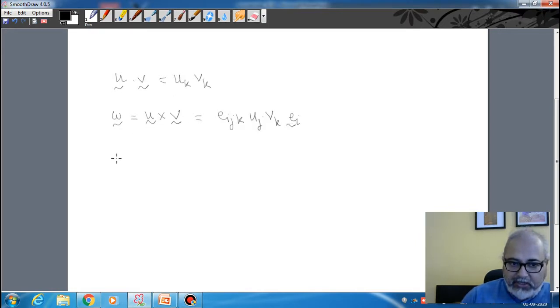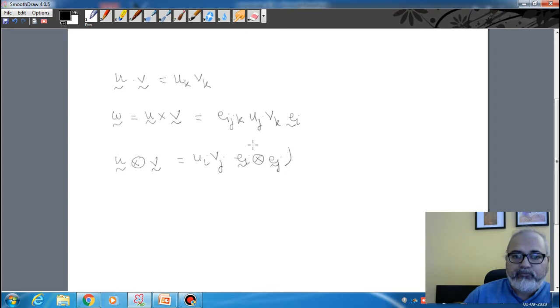We have learned about the dyadic product between two vectors, which leads to a second order tensor. So this has components Ui, Vj, which are second order tensor components, and therefore the basis is the dyadic product between the base vectors. So these are the three products that we have learned.